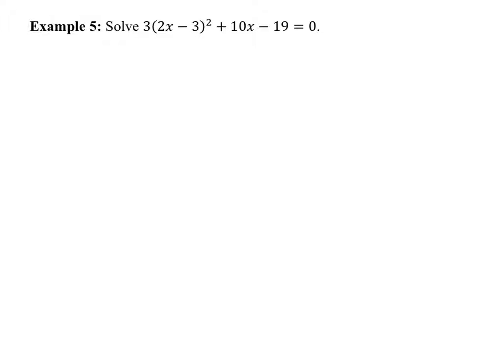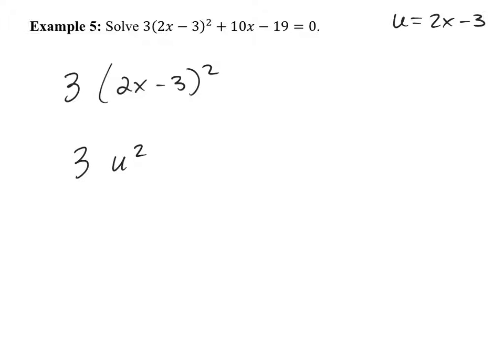So the last one here, this is probably the trickiest, because it doesn't look like anything's going to work, right? Honestly, it looks like nothing's going to work. Here's the concern, here's the issue. The 3 out in front is fine. Since 2x minus 3 is squared, I know already that 2x minus 3 has got to be u. So this is going to become 3 times u squared. We know that already. But that middle term is messed up.